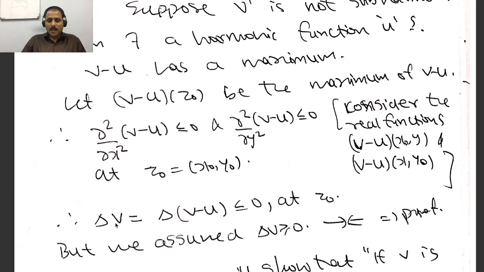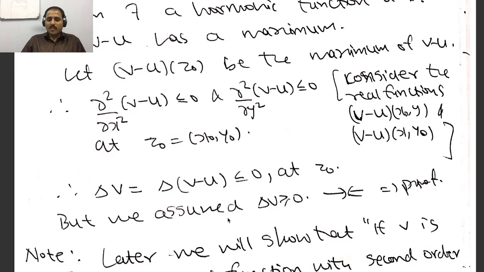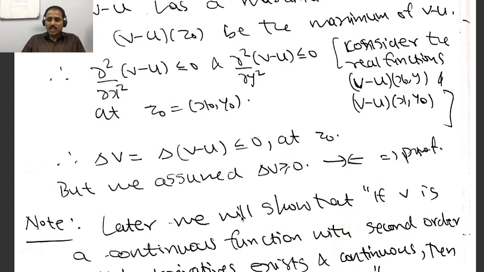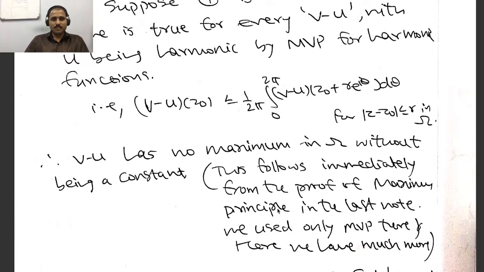Now you compute the Laplacian of v minus u, which is also less than or equal to 0 at z0. But we assumed that delta v is greater than 0, so this is a contradiction, which gives you the proof. Later we will show that the converse is also true, provided v is a continuous function whose second order partial derivatives exist and are continuous. Then v is subharmonic if and only if delta v is greater than or equal to 0. In fact, for a function to be subharmonic, we need not have partial derivatives exist. That we will see.